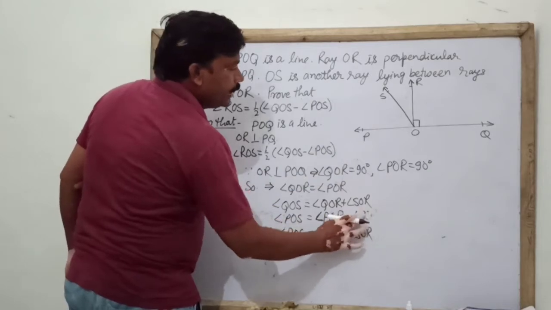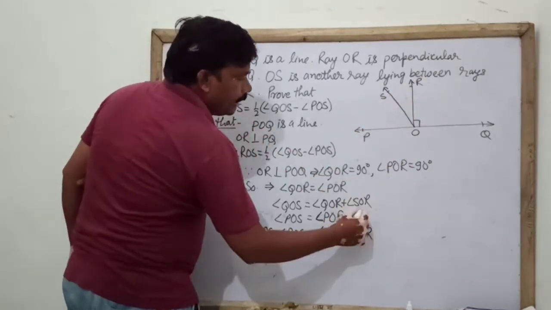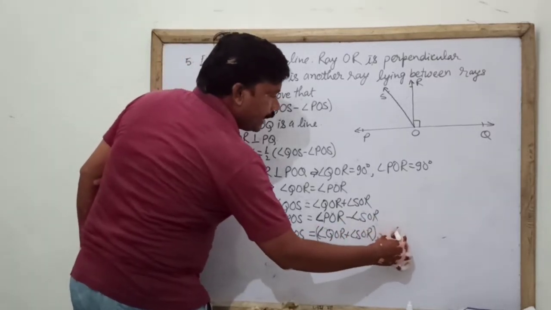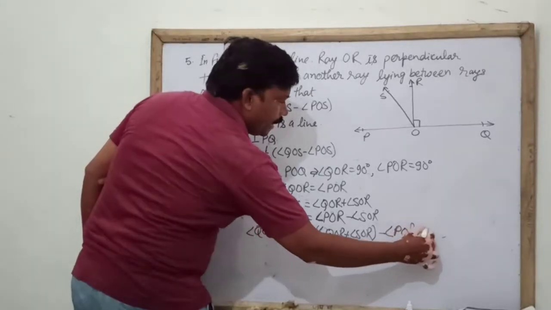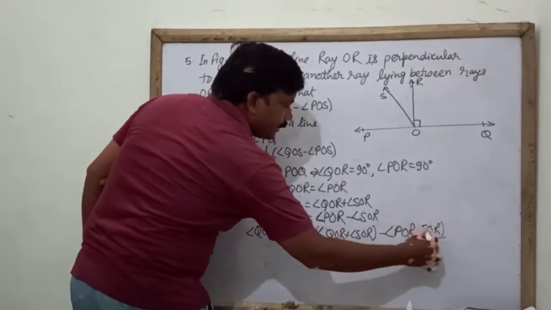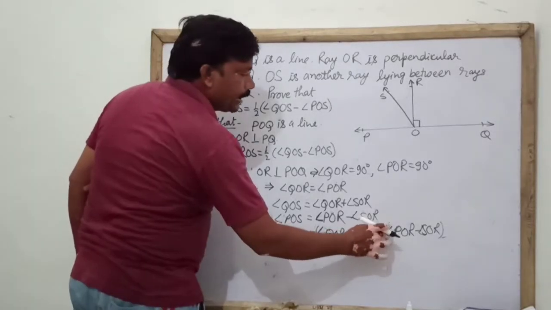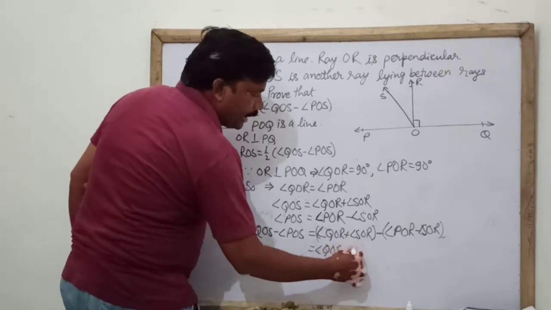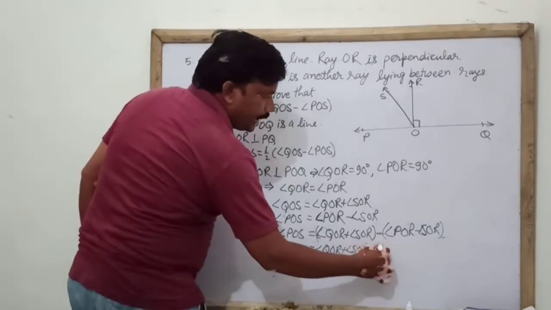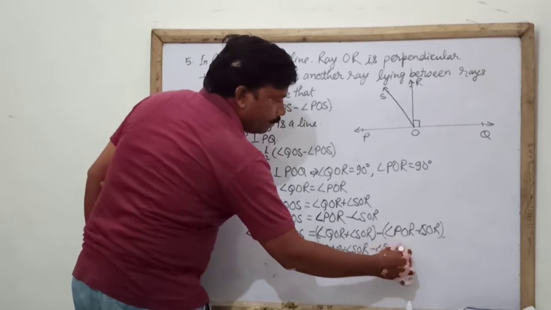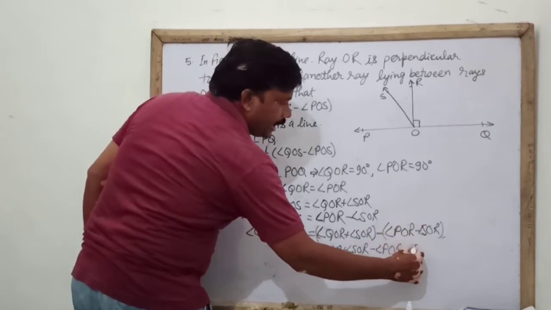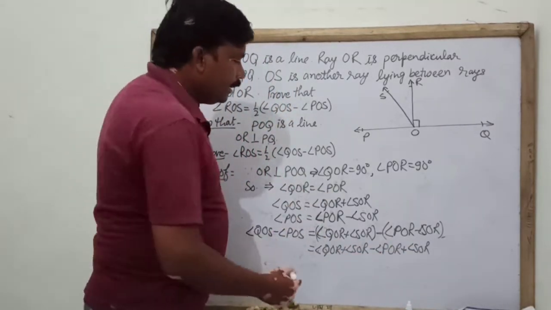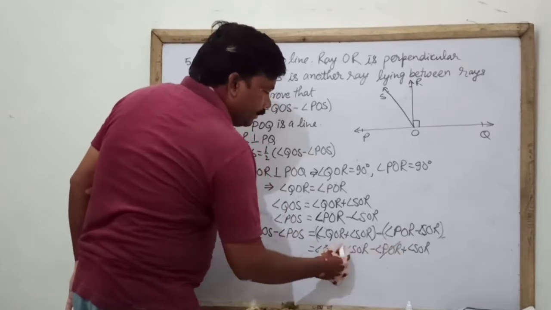Sorry, this will be to find angle SOR. First bracket angle QOR minus angle POR, and angle SOR in the second bracket. Now opening the brackets: angle QOR plus angle SOR minus angle POR plus angle SOR. Since angle QOR equals angle POR, this is positive, this is negative, these will be cut.